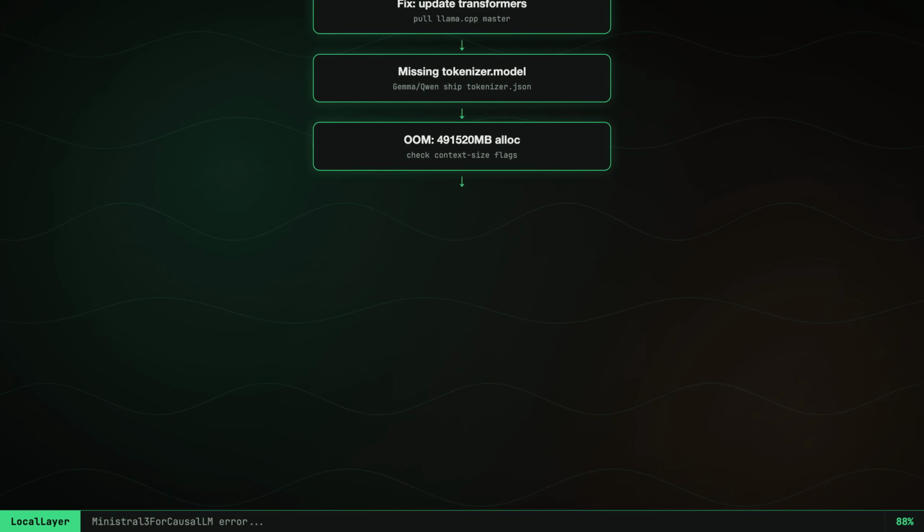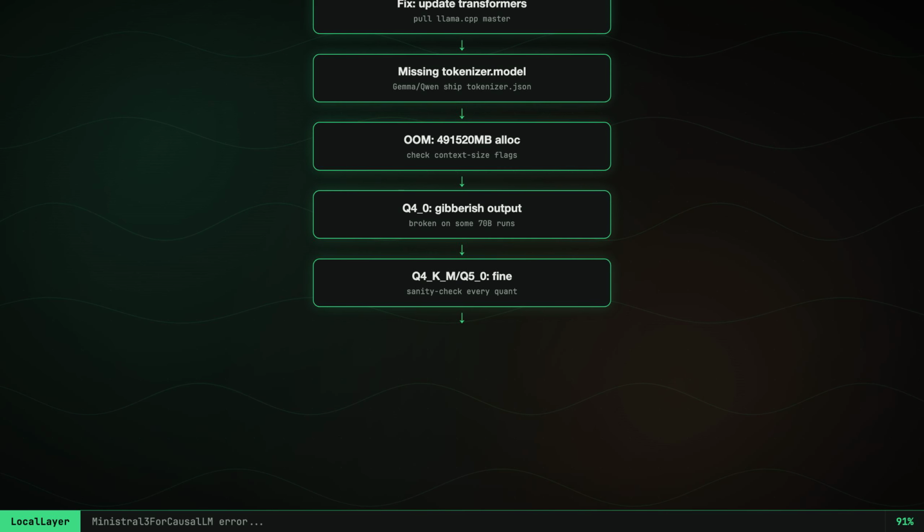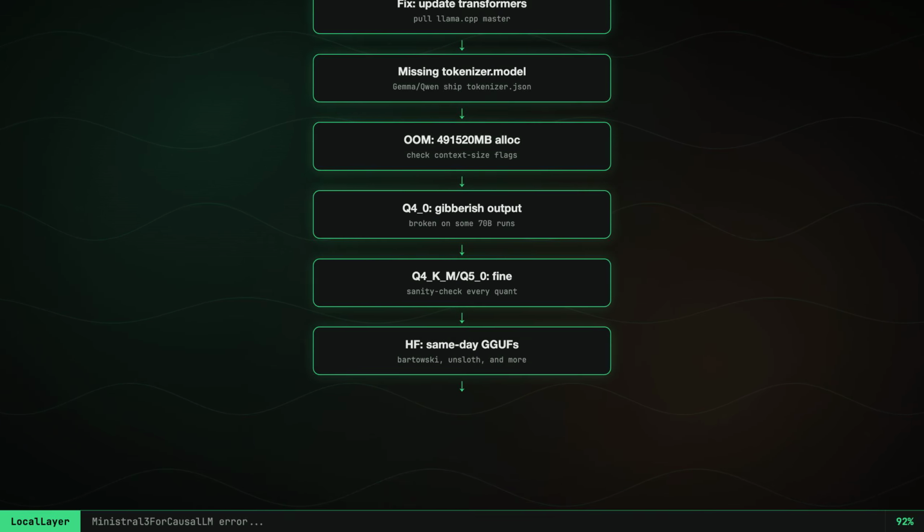An out-of-memory failure like "insufficient memory, attempted to allocate 491,520.0 MB" often traces back to a misconfigured context size. Check your flags before blaming your RAM. And some Q4_0 quants of 70B models have output pure gibberish, while Q4_K_M and Q5_0 builds of the same source worked fine. Always sanity check a fresh quant's output.